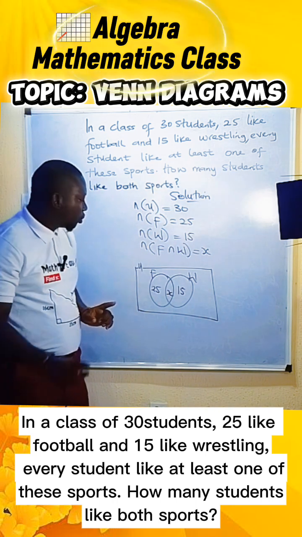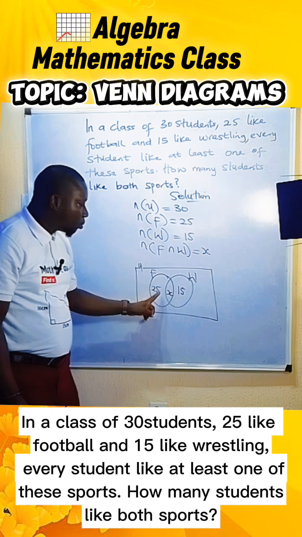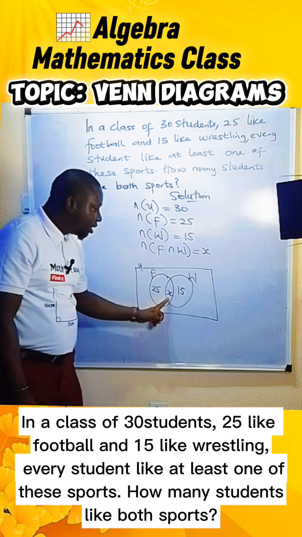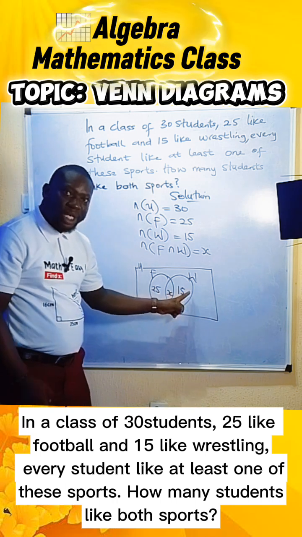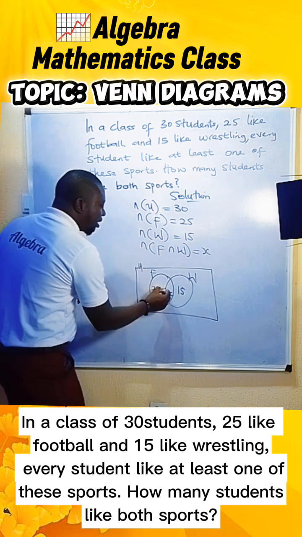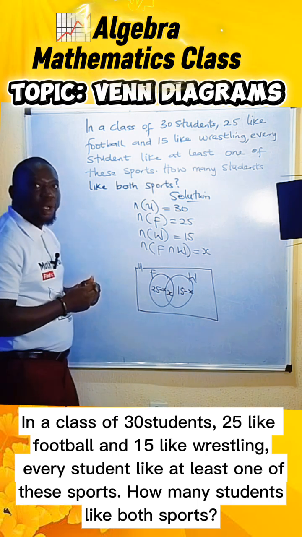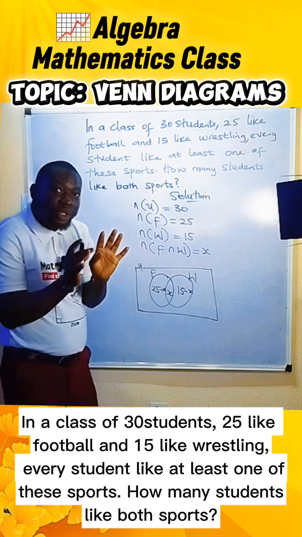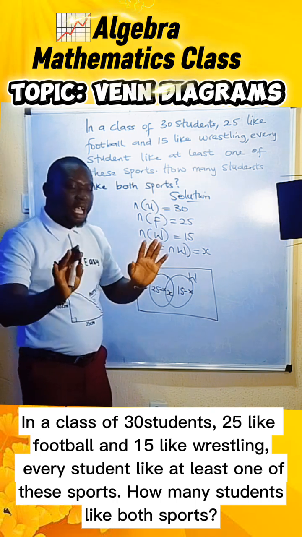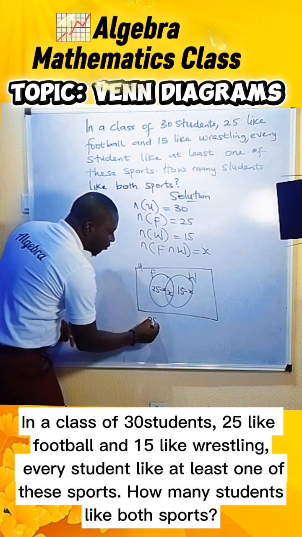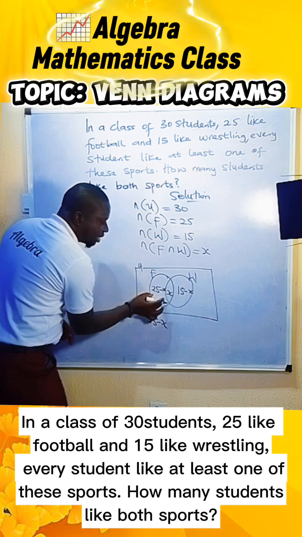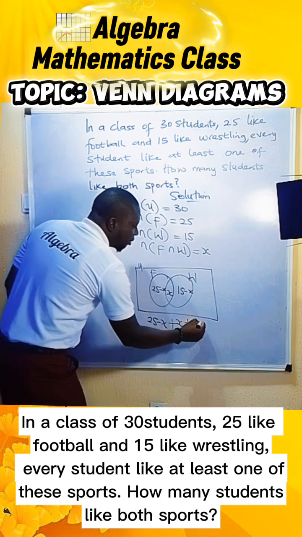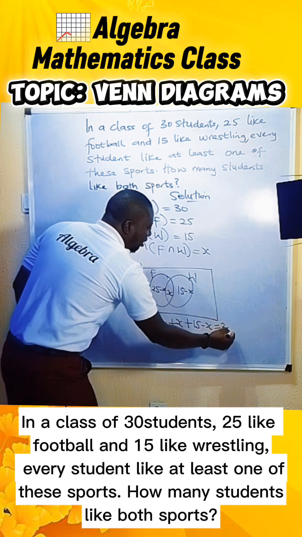So to avoid that repetition, what I will do is this. This X, I will subtract it from here. I will subtract it from here to avoid repetition, because those here are here. Those here are also here. So I will have minus X here, minus X here. Okay. Now after that, what I will do is this. I will add everything equals to the universal set, which is 30. I'm going to have 25 minus X, that's this, plus this X, plus 15 minus X equals to 30.